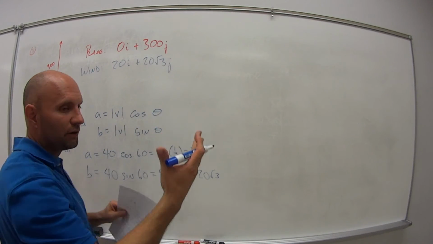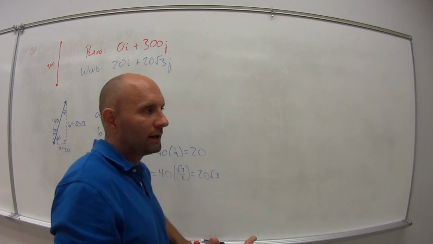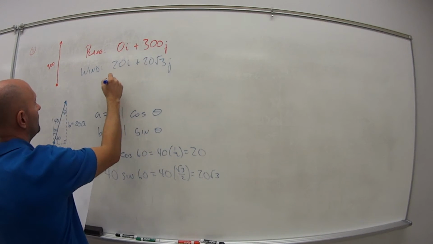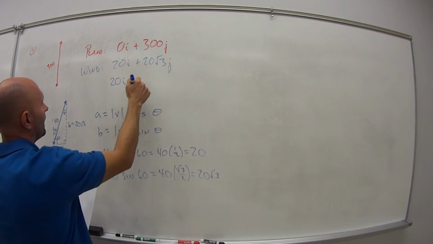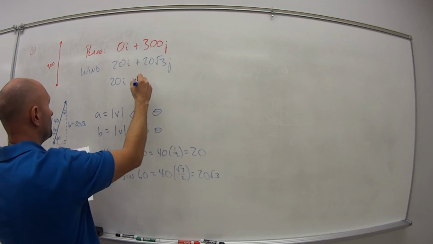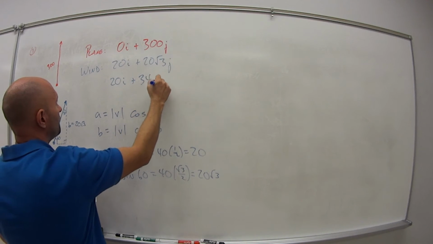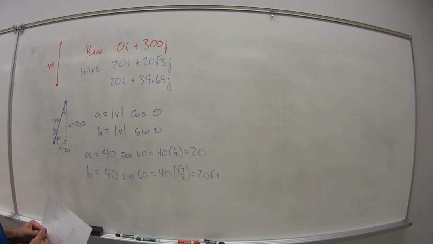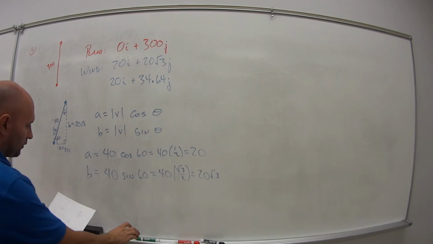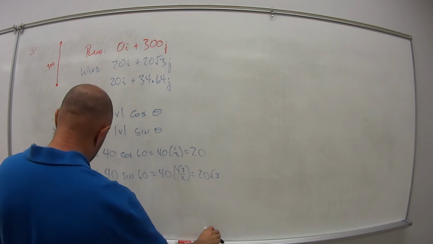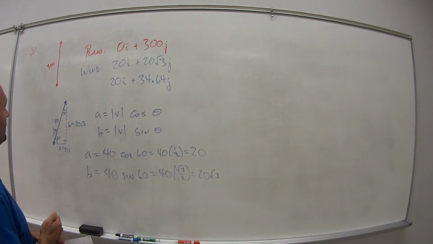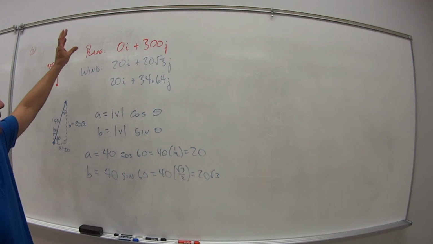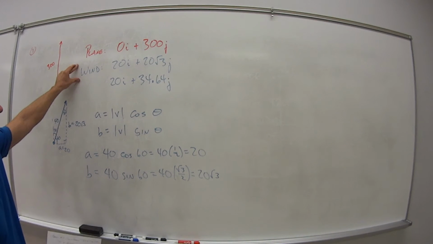So obviously on your exams, you're not going to have a calculator to calculate these values, but because we're going to want exact values later, I'm going to rewrite this as 20I, and 20 times square root of 3 is 34.64. So we'll have that as our wind component. Okay, so now that's question 1. Plane in still air, wind as a vector.